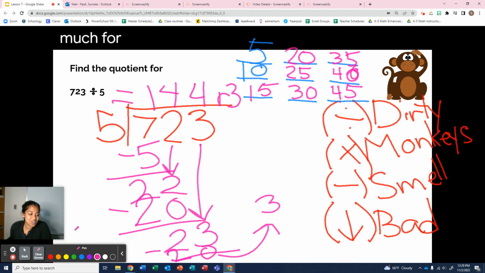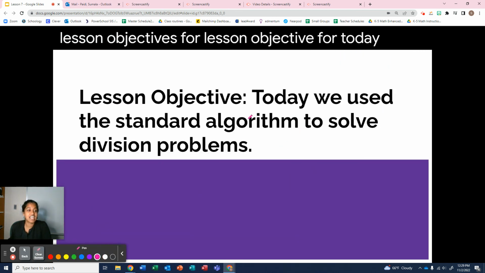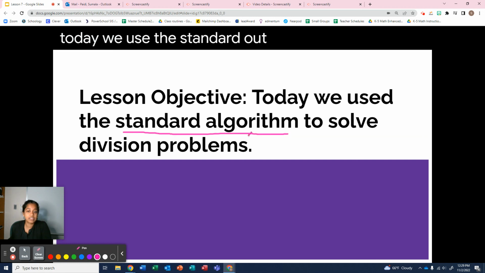Okay, thank you so much for joining me. Let's go ahead and go over our lesson objective. So our lesson objective for today is we use the standard algorithm to solve division problems.